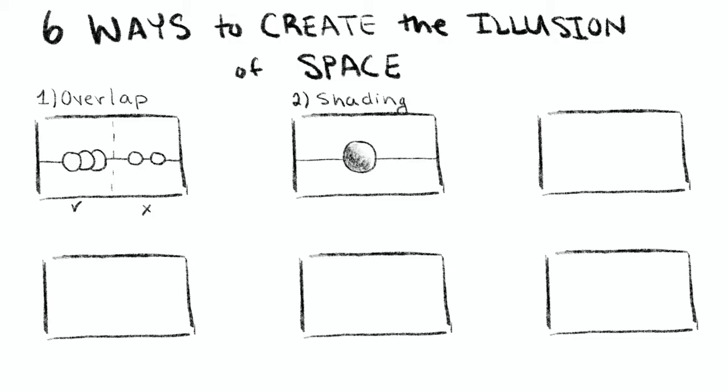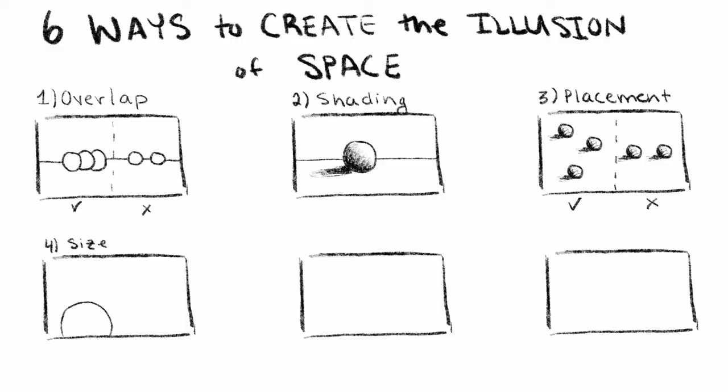The second technique is shading, which is one we've talked about a lot, so let's move on. Third is placement. So even though we're not adding anything to the background, where you place your object can add space. So look at those two. The one on the left shows a little bit more space, or the illusion of space, than the one on the right when they're side by side.